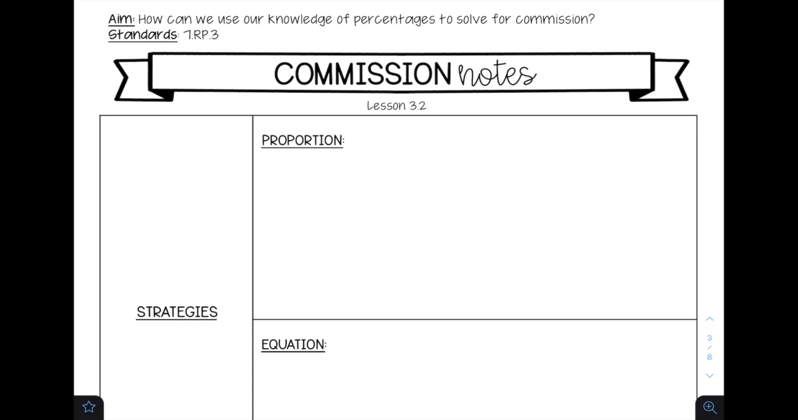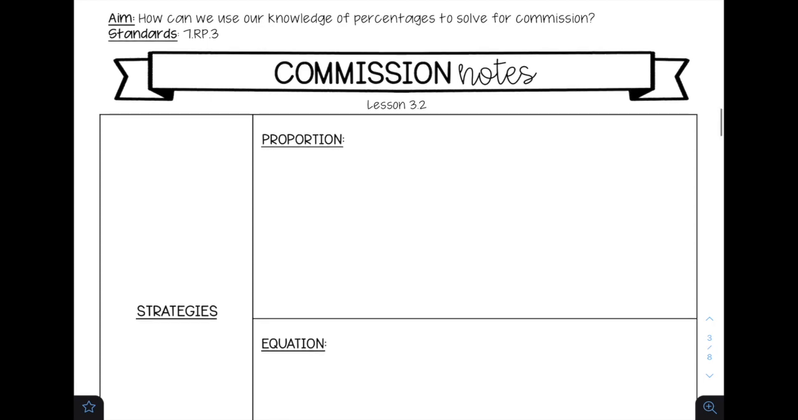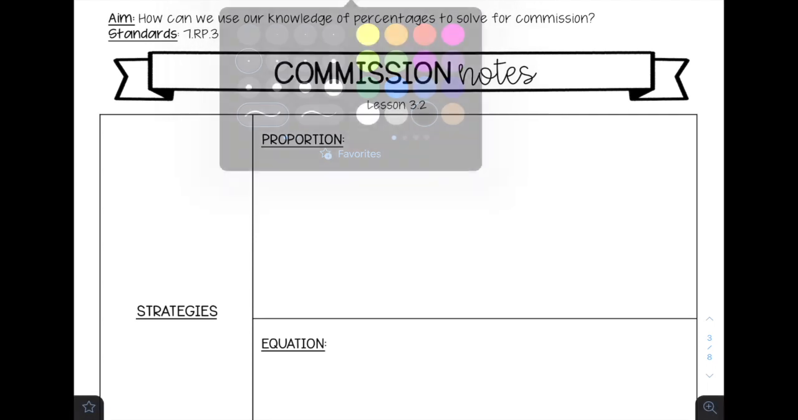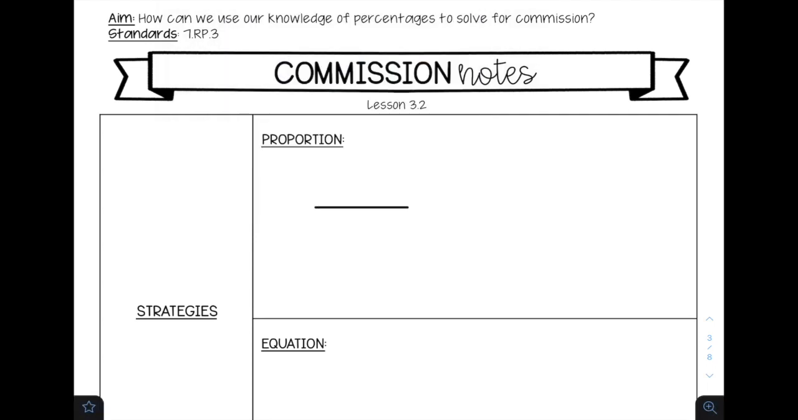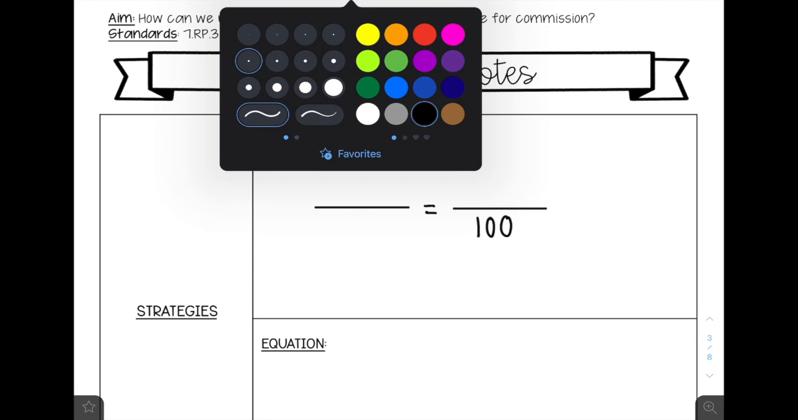So like we've been practicing, you can use either a proportion or an equation. And in order to set up your commission or how to find commission as a proportion, you'd have your two fractions that are set equal to each other. In your proportion, when you're talking about percentages, you always have that 100 at the bottom right because you are talking about a percent, so per 100.